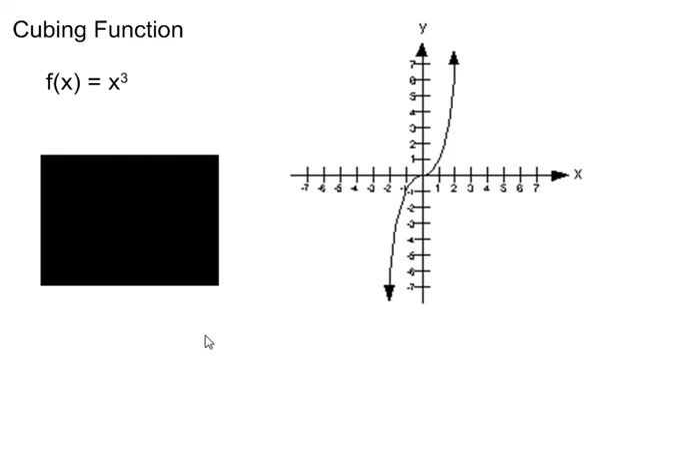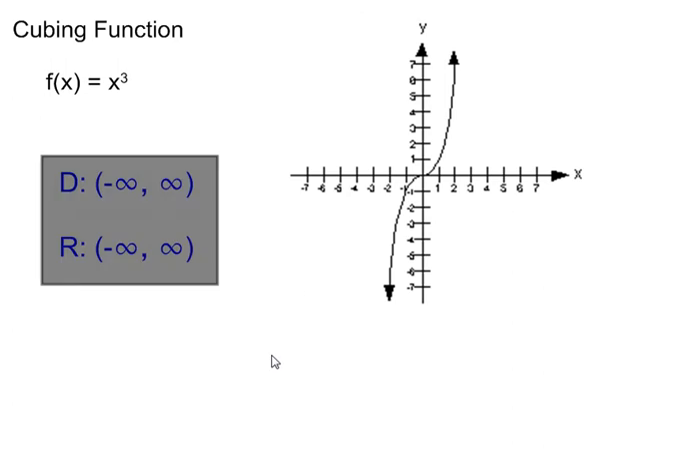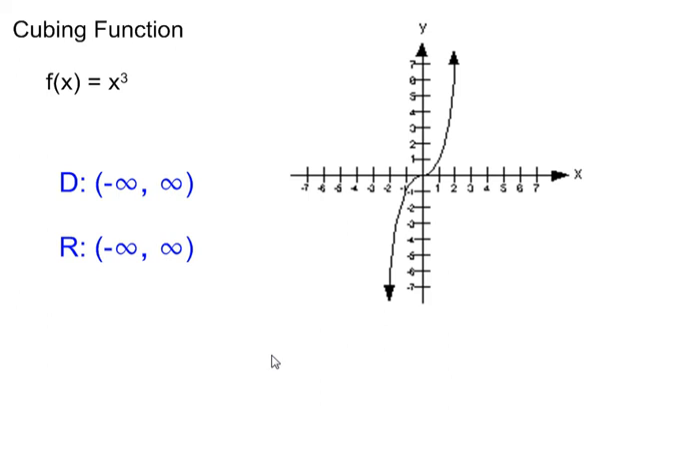Next, we have the cubing function, f of x equals x to the power of 3. Just like the identity function, the domain and range are both negative infinity to infinity.